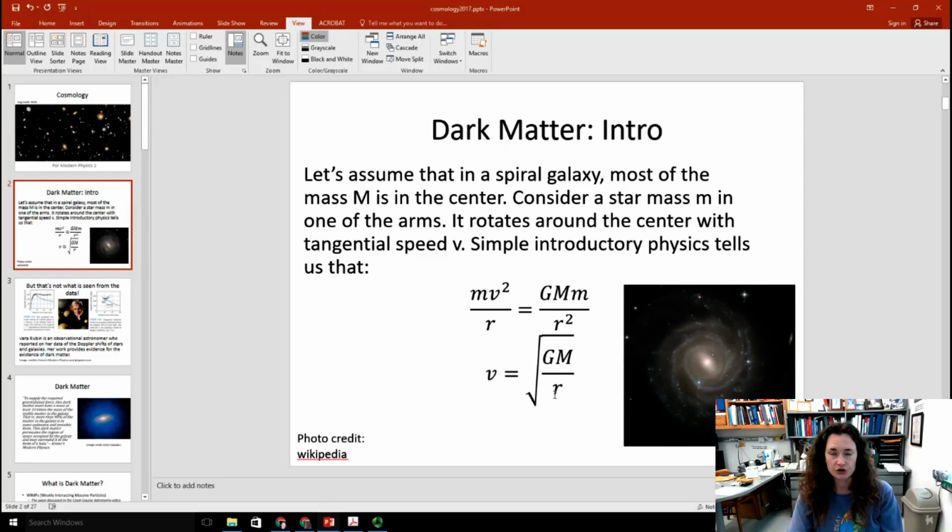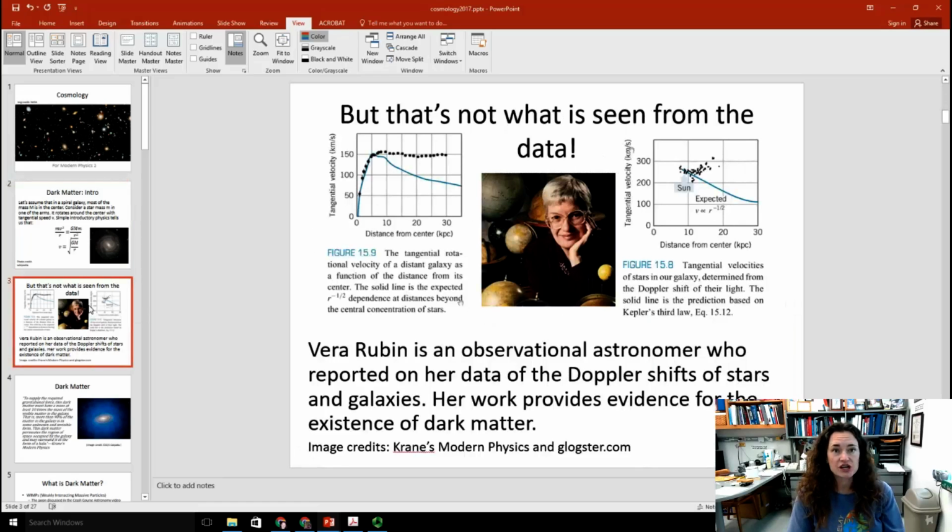Okay, so what this tells you is that if you examine the profiles for the tangential velocities of stars in spiral galaxies, then you should see that that velocity is proportional to 1 over the square root of r. So what Vera Rubin did was she examined data of the Doppler shifts of stars in galaxies, and she determined from that data the tangential orbital velocity. And what she saw was not at all what was predicted by that simple little model that I just put forth.